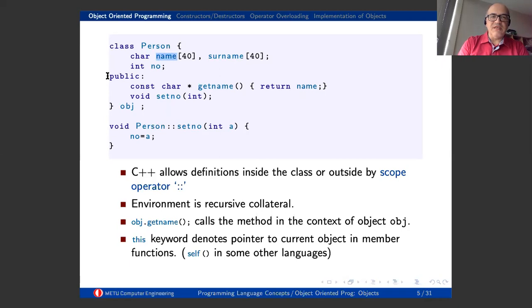But the order is significant for this label. So a public label followed by all public functions. Then you can start a new label, private, then another public, then another private. All labels modify the following declarations up to another label.